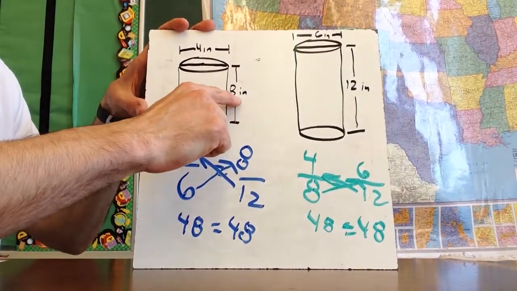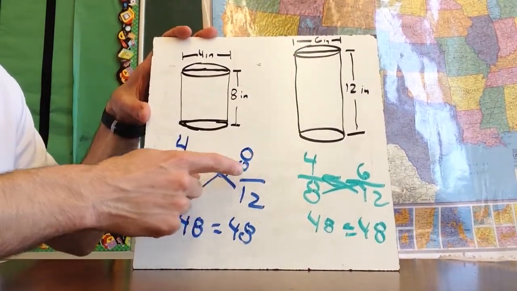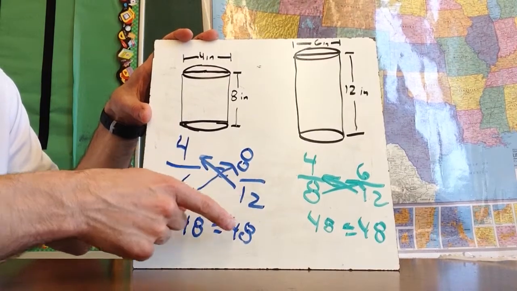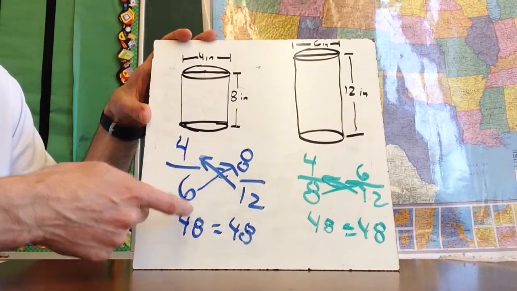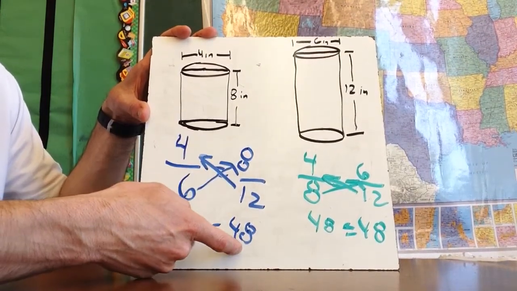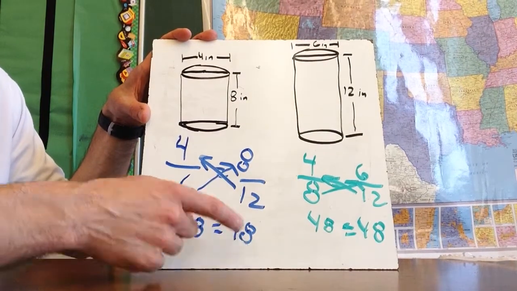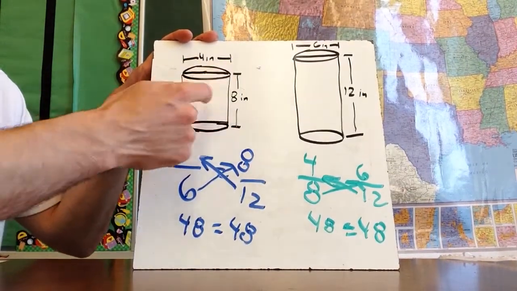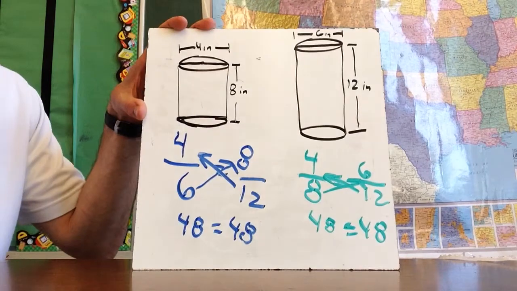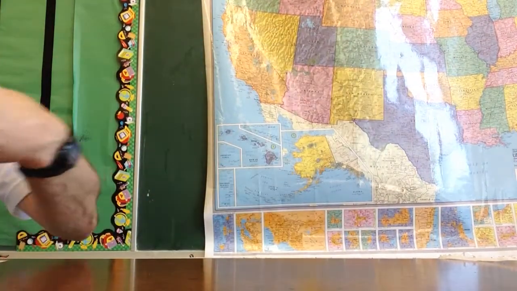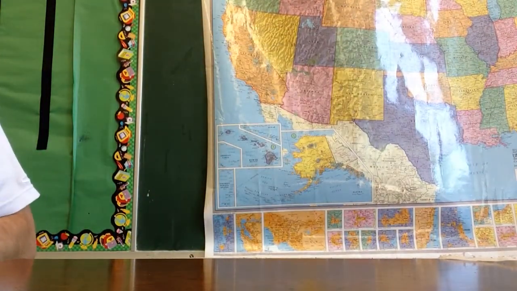So for example, had this been a 10, so this were a 10 over 12 instead of an 8 over 12, you'd end up getting the 48 here, but then 6 times 10 would give you 60. 48 does not equal 60, so if this were a 10, these two cylinders would not be similar. All right, so that's one way that you'll see a problem using similar solids.